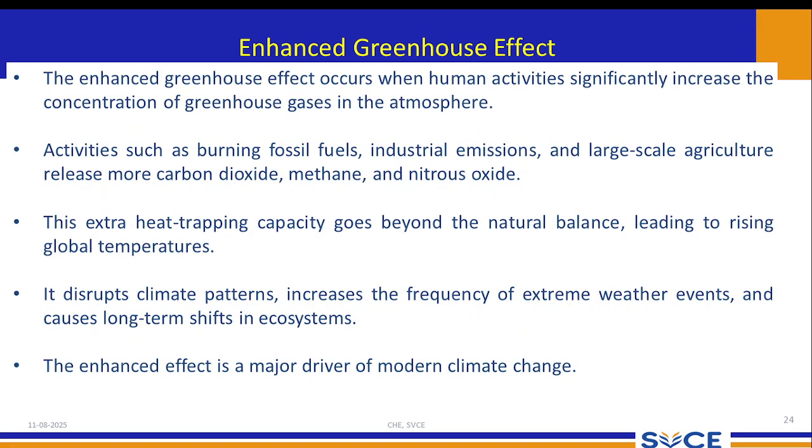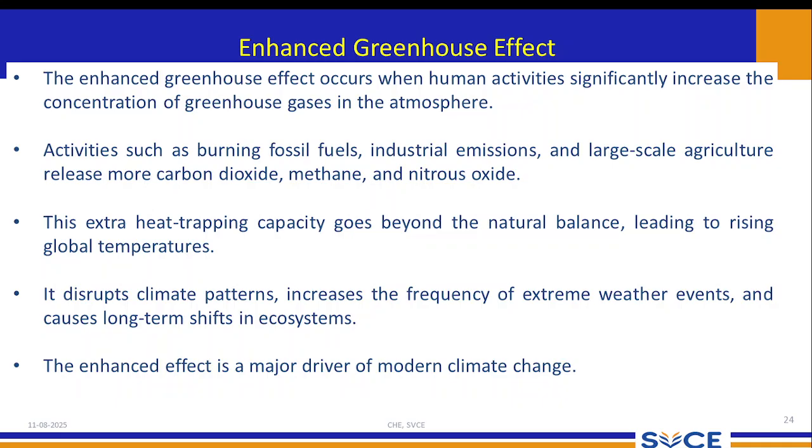Enhanced greenhouse effect: it occurs when human activities significantly increase the concentration of greenhouse gases in the atmosphere. Activities such as burning fossil fuels, industrialization, and large-scale agriculture release more carbon dioxide, methane, and nitrous oxide. This extra heat-trapping capacity goes beyond the natural balance, leading to a rise in global temperature. If it is a natural balance, it is okay and Earth will regain its position. But if you keep dumping large amounts of greenhouse gases into the atmosphere, obviously that will increase global warming.